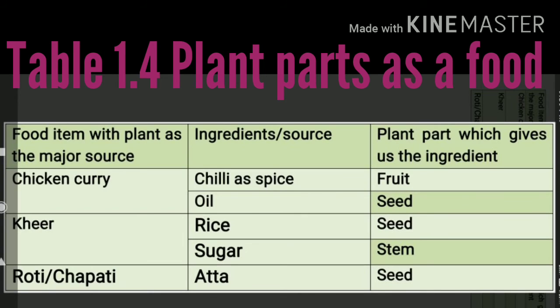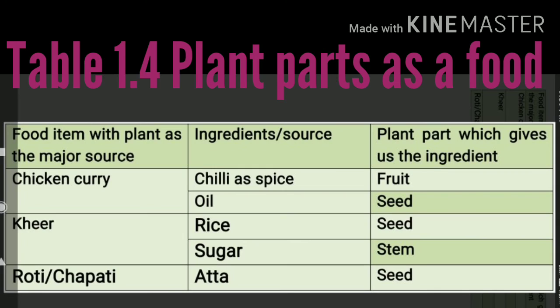Next food item is roti chapati. Now for preparing roti and chapati, which ingredients do we use? Atta, and atta we are getting from wheat and jowar. Wheat and jowar are the seed plant part which gives us the ingredient. In this way we have seen 5 food items. First brinjal curry, second idli, third chicken curry, fourth kheer, and fifth roti and chapati.